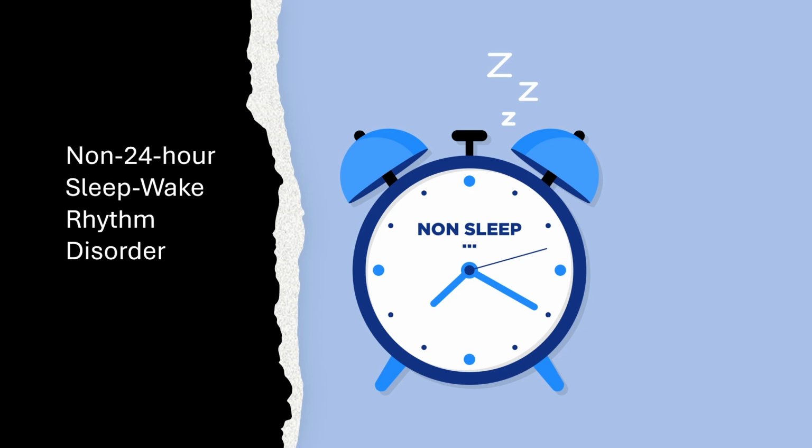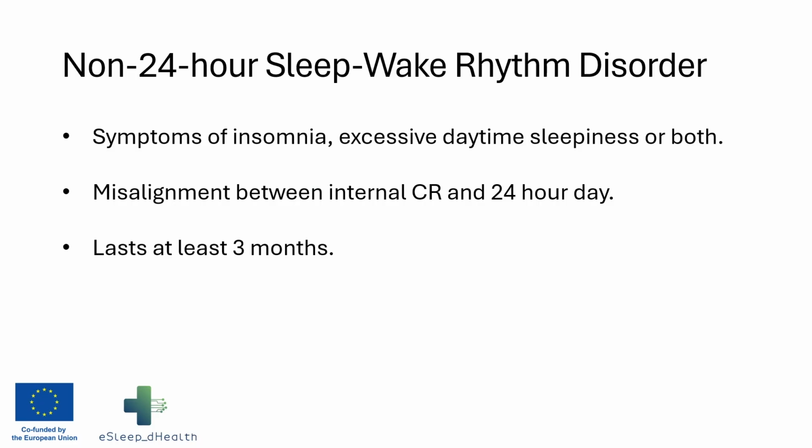Now I'm going to talk about non-24-hour sleep-wake rhythm disorder. This is where a person experiences symptoms of insomnia, excessive daytime sleepiness, or both due to a misalignment between their internal circadian rhythm and the 24-hour day, and it needs to last at least 3 months, similar to the other conditions. As usual, the symptoms are not explained by other conditions. Essentially, individuals with this disorder cannot entrain to the 24-hour day. Instead, they follow their own endogenous circadian period.